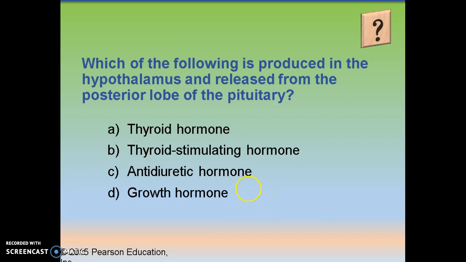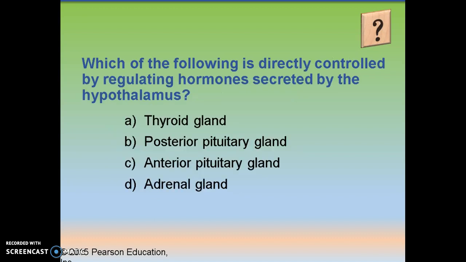Which of the following is produced in the hypothalamus and released from the posterior lobe of the pituitary? Antidiuretic hormone. Which of the following is directly controlled by regulating hormones secreted by the hypothalamus? So, what gland is regulated by the hypothalamus? The anterior pituitary.